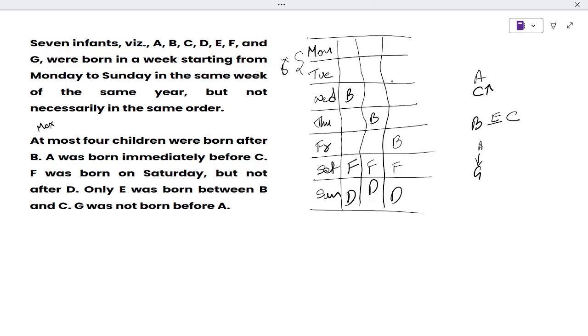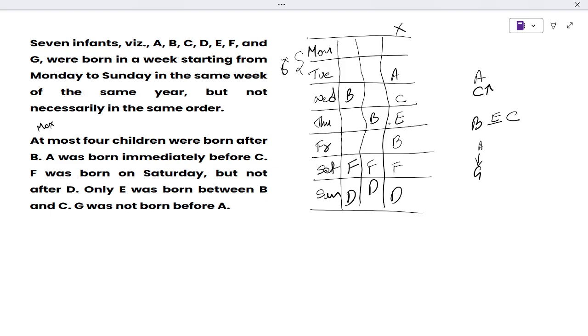Alright, what are the other chances? But again, it says C's immediate before is A. So this will be wrong. If you place it this way, B, E and C, then C's immediate before is A, but we cannot follow this because G is after A. So in this case, this will be wrong.